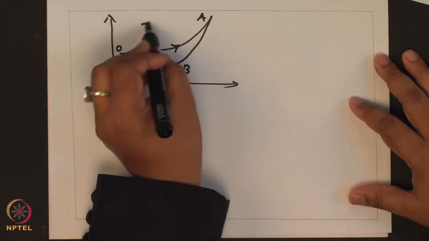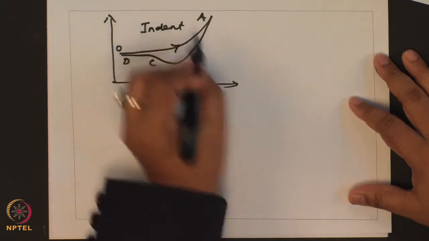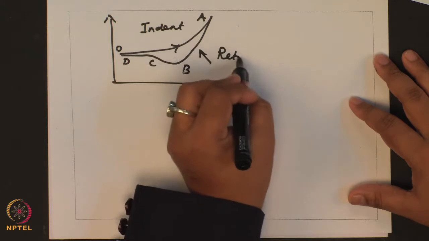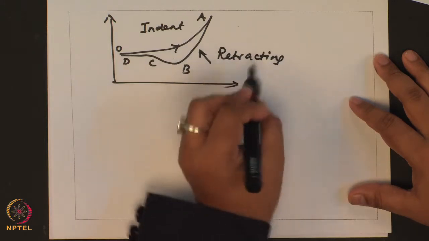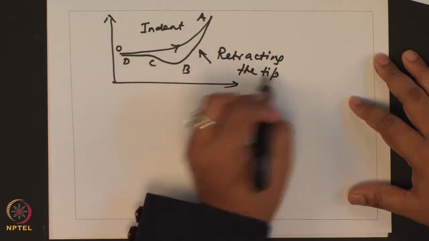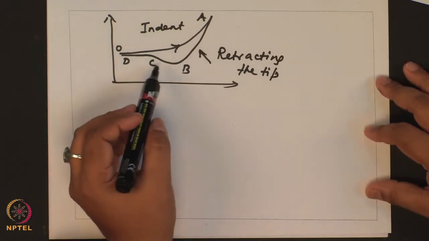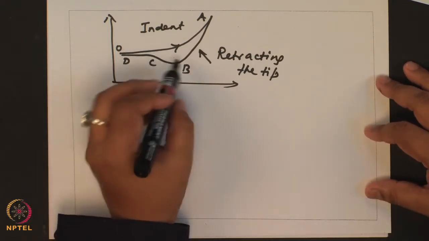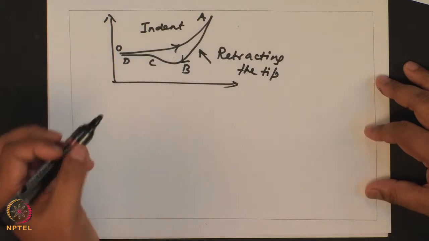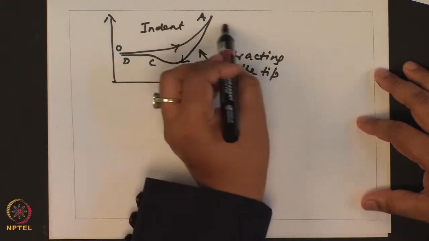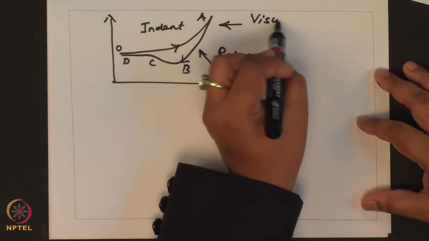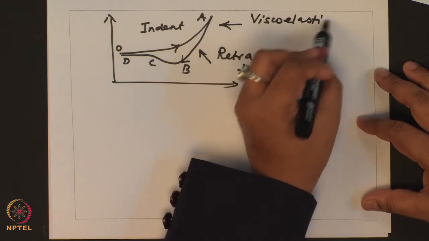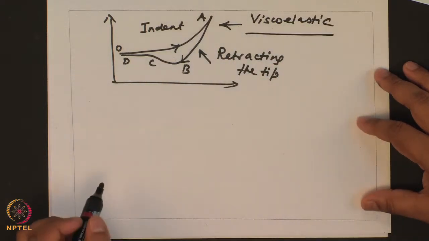So, this is when you are indenting the sample and this is when you are retracting the sample, retracting the tip. Okay. So, the way I have drawn this curve, you are seeing that the approach and the retract curves are not the same. So, this is an indication of a sample which is viscoelastic. Okay. This is a viscoelastic sample.